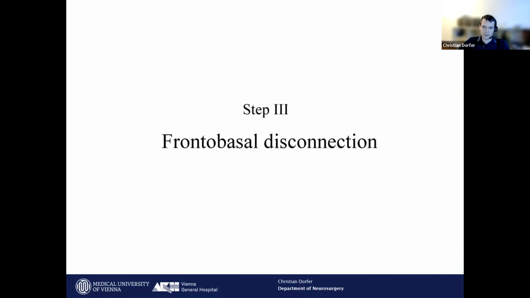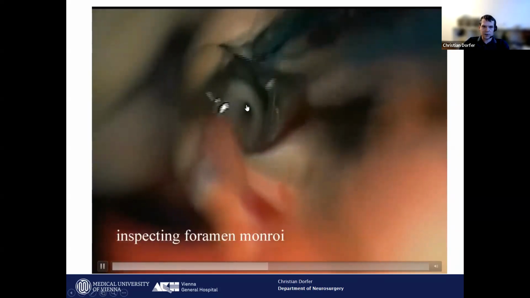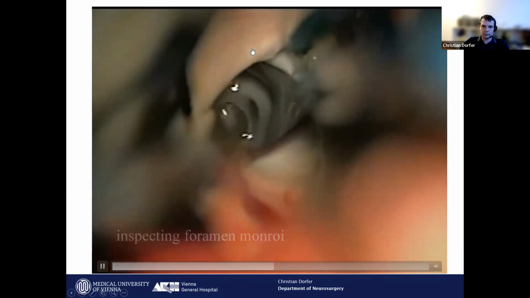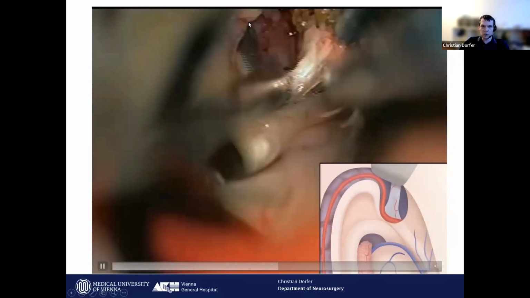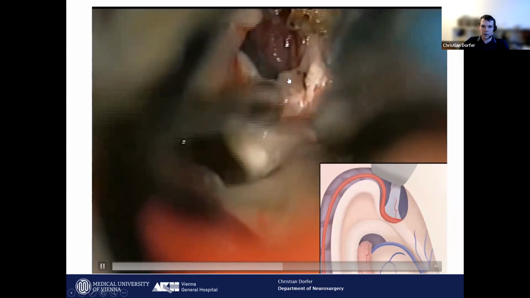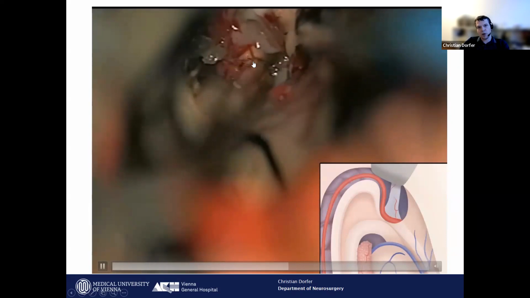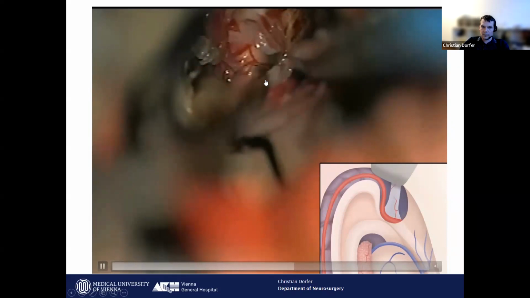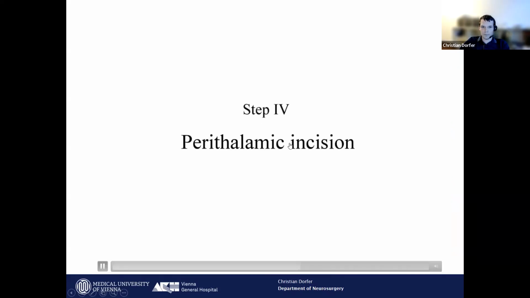Step 3 is the frontobasal disconnection. You have here the foramen of Monro. You have here the fornix. Here's the recess. This is the anterior commissure. You came here all around the genu already, and just start suctioning the posterior part of the gyrus rectus until you identify the optic nerve. Here is A2 and A1.